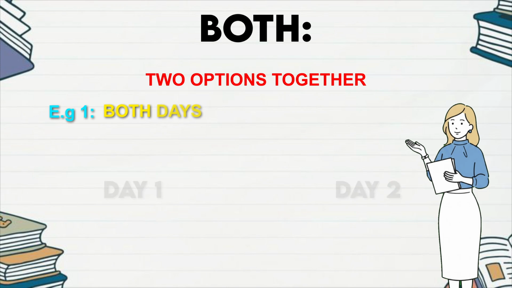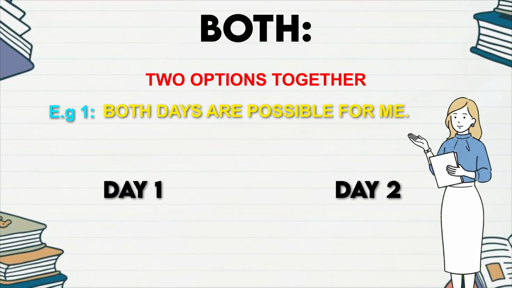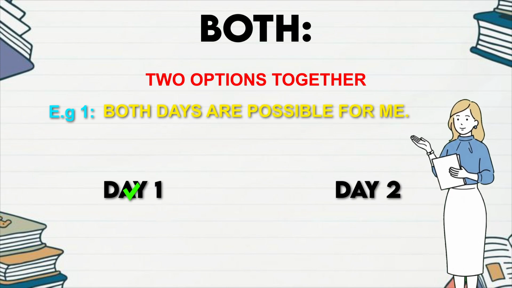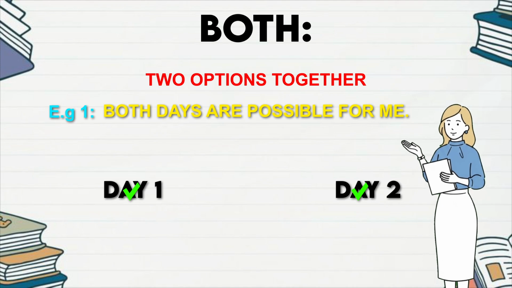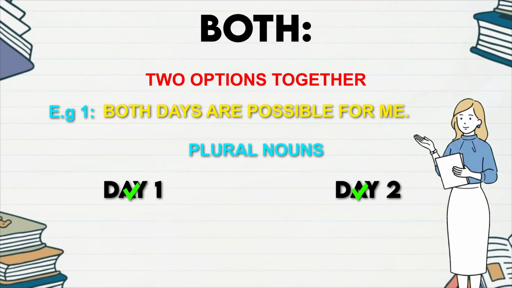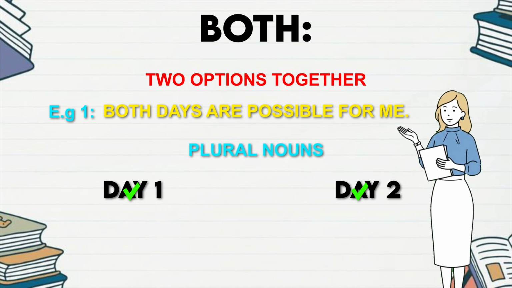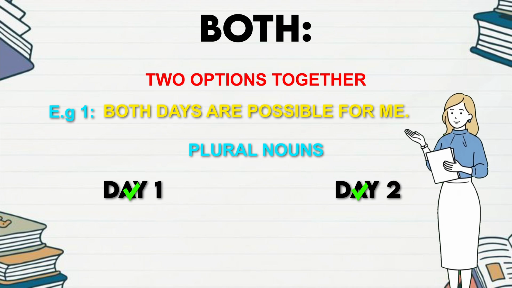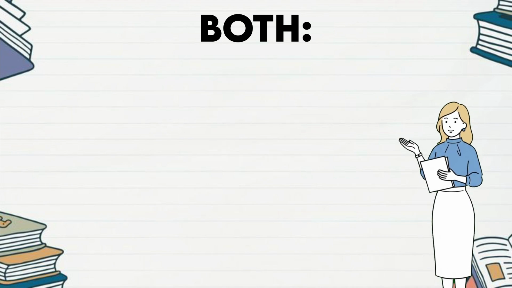Example: both days are possible for me. This means the speaker accepts day 1 and day 2. That's why we use plural nouns here. Now here comes a special case. And trust me, students often miss this.